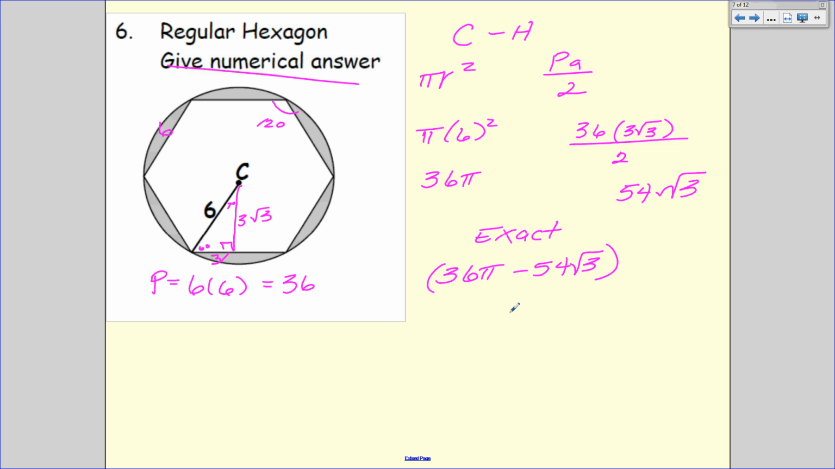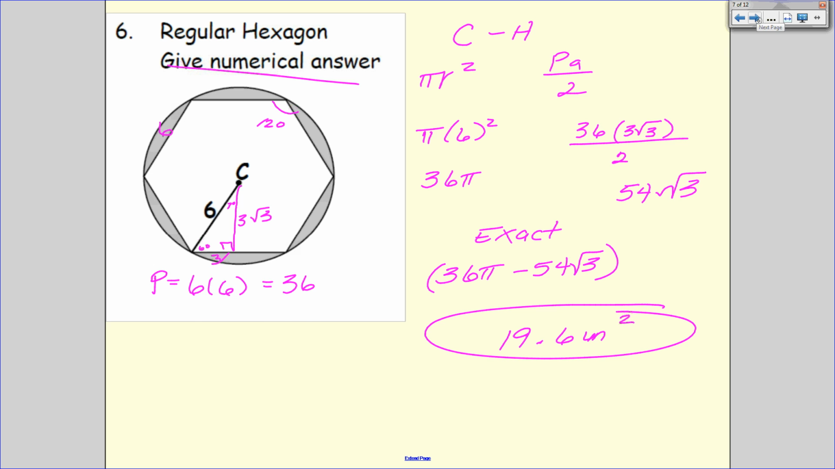To get your numerical answer, just type it in the calculator. 36 pi minus 54 square root of 3. I get 19.6, and that would be units squared.